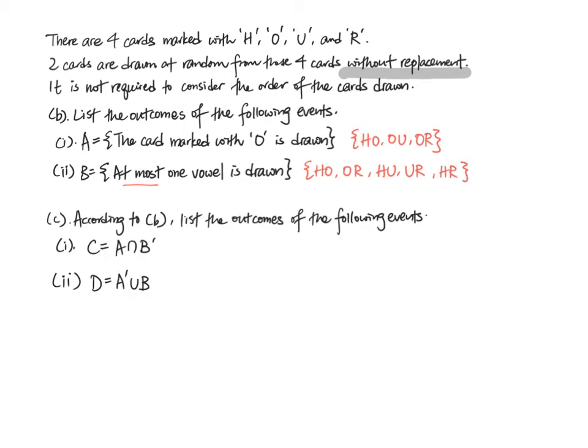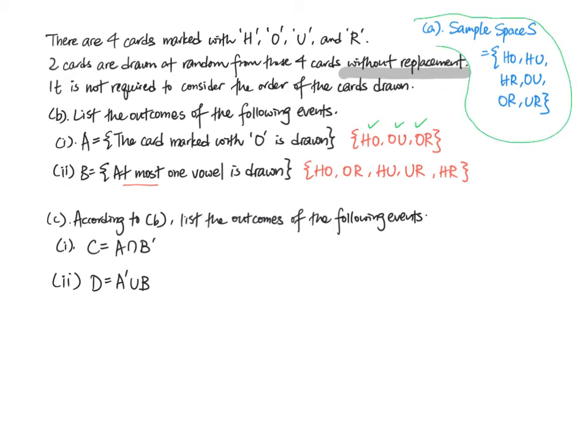So part C, we want to find the outcome of C1. The set C, which is the intersection of A and B prime. So for A, that is these 3 items. And what is B prime? So don't forget, let's come back to this part. The sample space, that is the universe that has everything. Okay, so which one of these are not in B? Obviously, only this one, right?